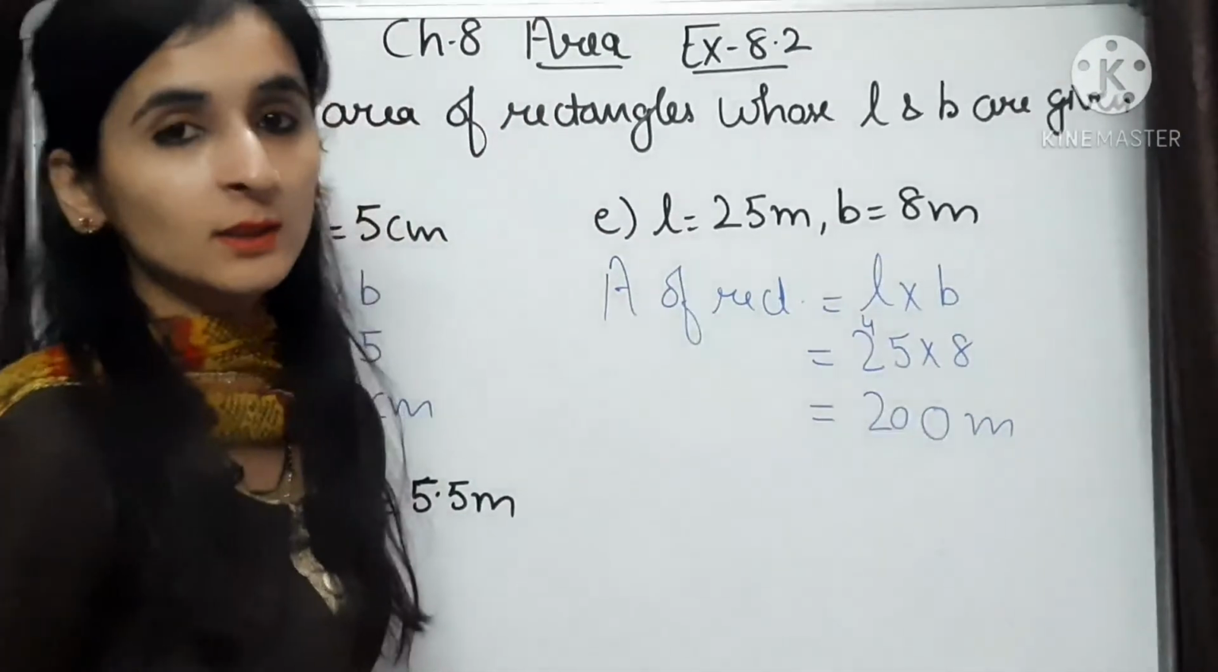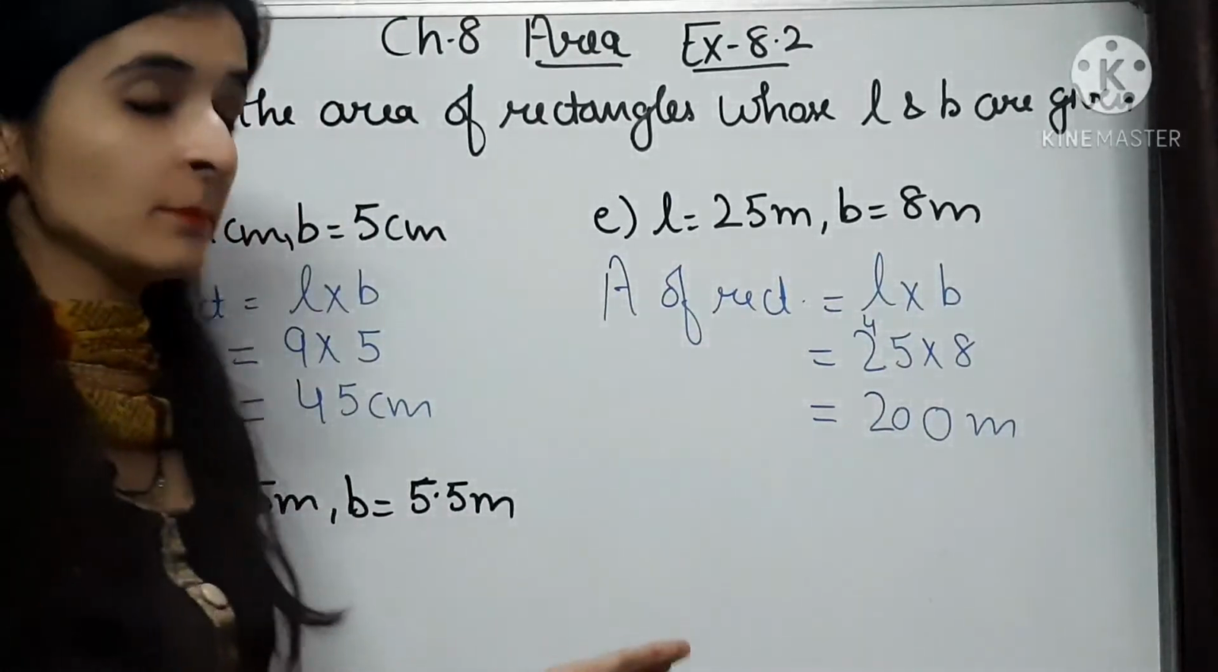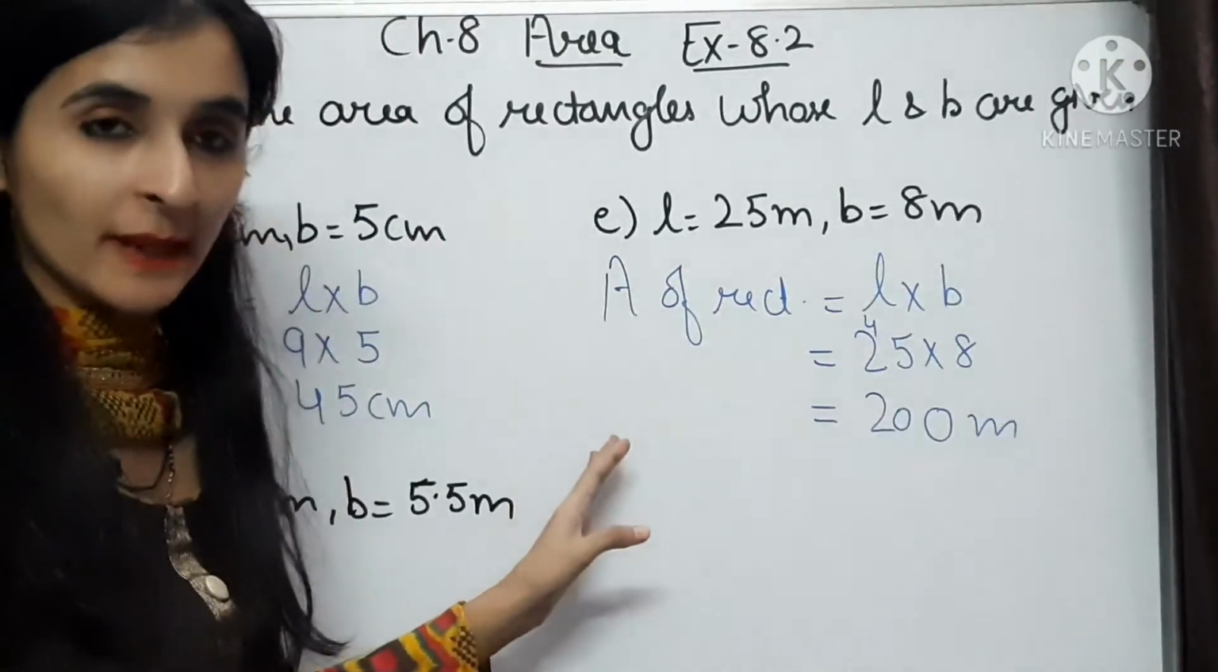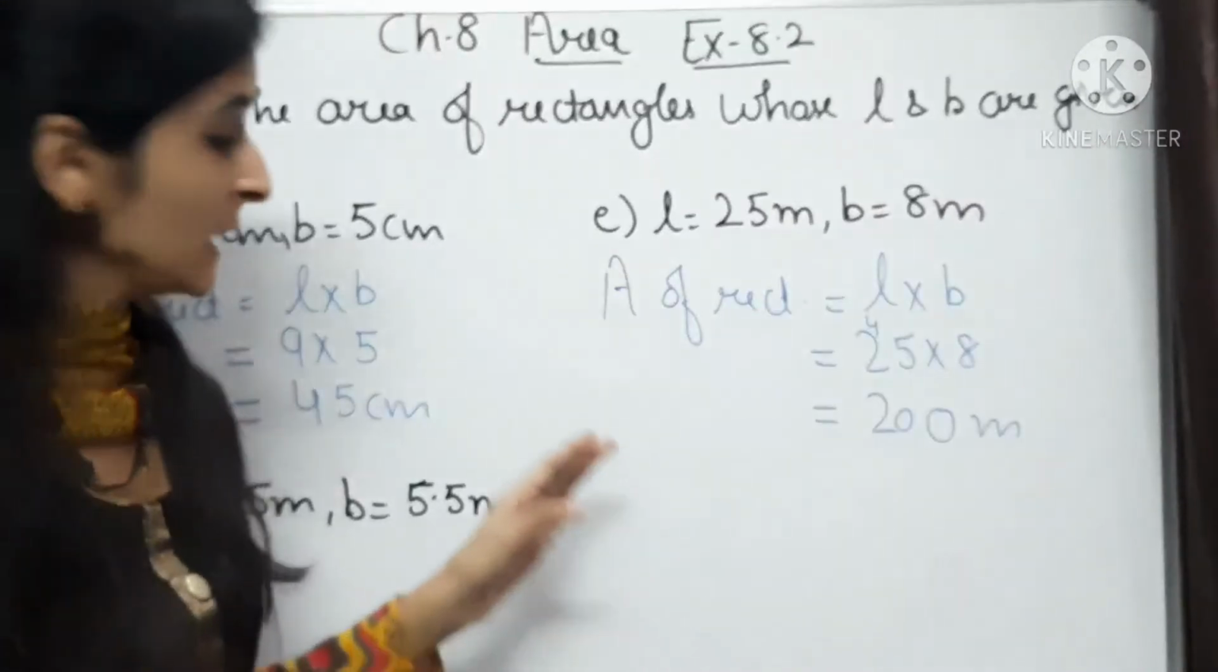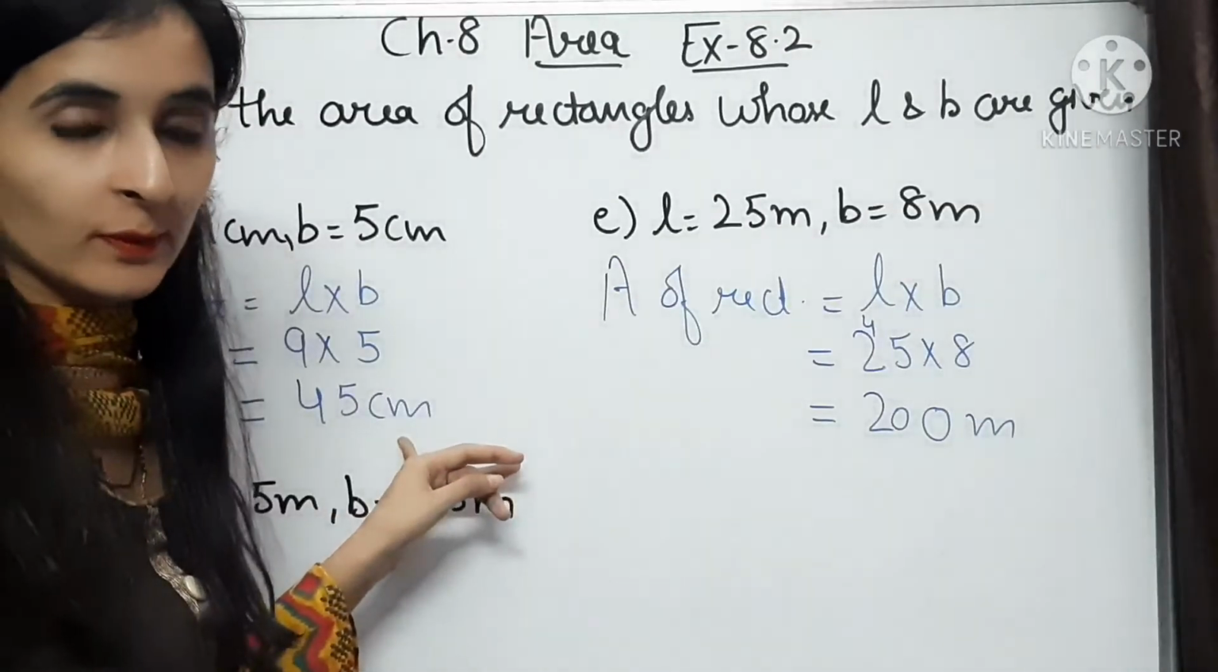But children, you have to remember one thing, that in finding the perimeter, the units of the length and breadth will be same as that of the perimeter.